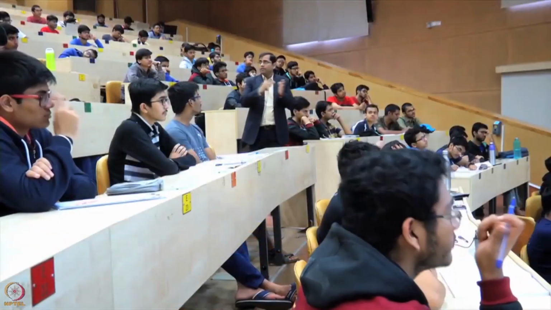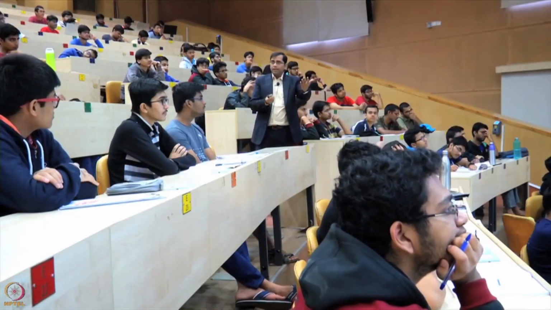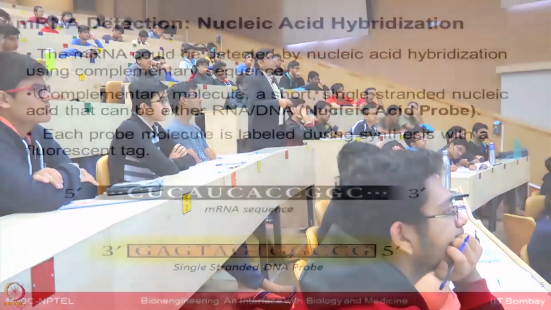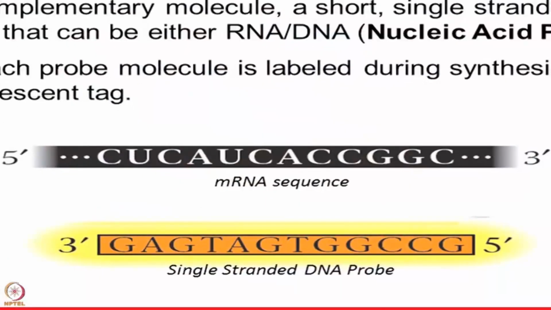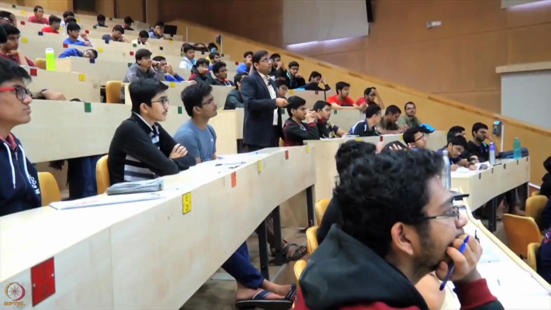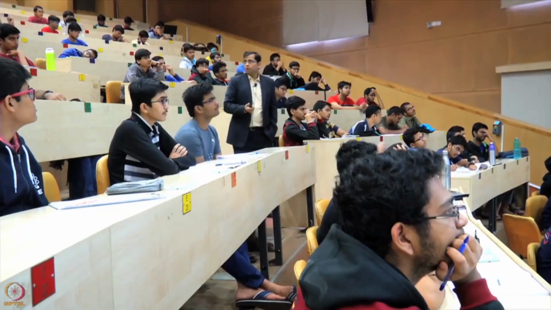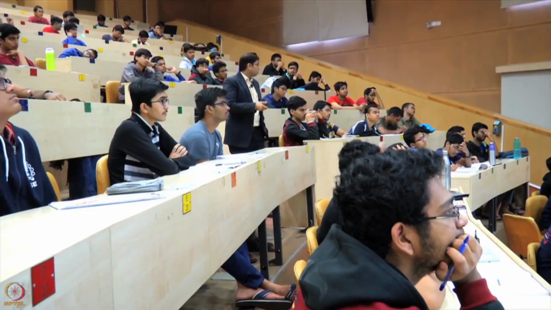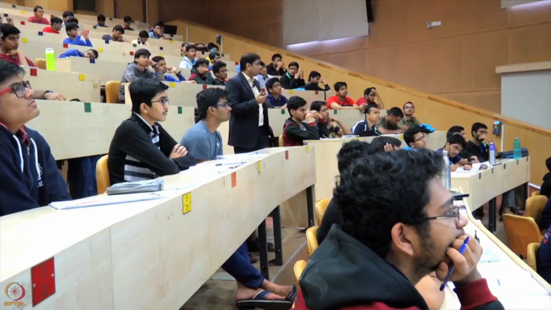You are making the DNA strand and a complementary mRNA sequence from it. These complementary molecules, which are usually short single stranded nucleic acid molecules, can be either DNA or RNA. So, whether you know this sequence, you can design the complementary DNA probe, or if you know this sequence, you can design the complementary other sequence, right? Both ways you can design.